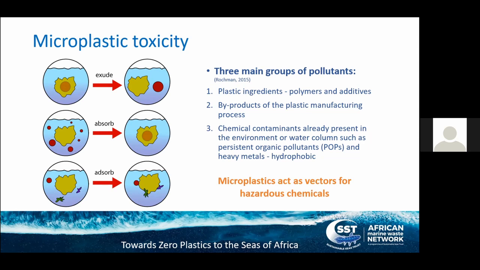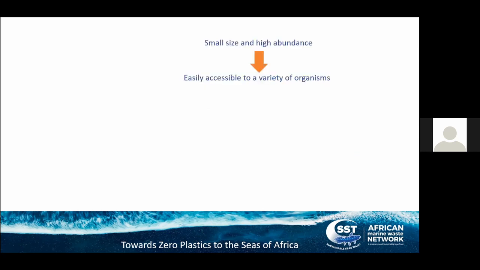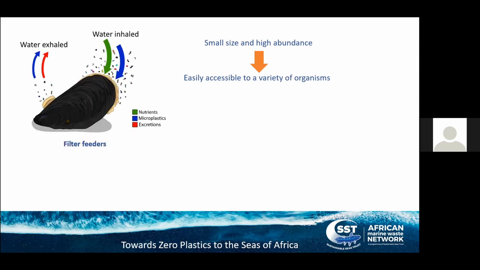This means microplastics can act as vectors of these harmful chemicals and pollutants in the environment, and they contaminate the food web. Because of their small size and high abundance in the environment, microplastics are easily accessible to a variety of organisms, such as filter feeders or mussels at the bottom of the food chain. They are non-selective feeders and can inadvertently consume microplastics and take them up.